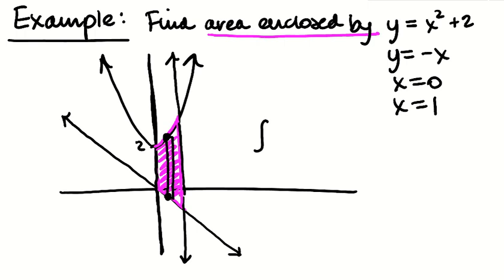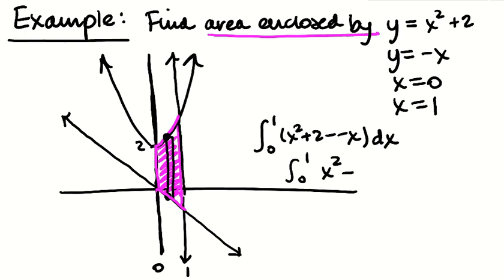Okay, so we're going to be integrating length times height. The height is x squared plus 2 minus negative x, and the width is delta x, which becomes dx. And we're integrating from x equals 0 to x equals 1. Okay, so I'm going to need to rewrite this to make it a little easier. And then we know what to do from there.